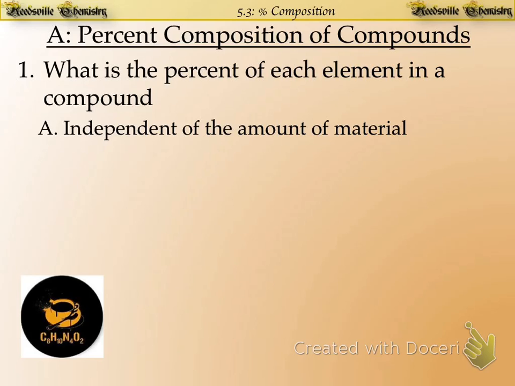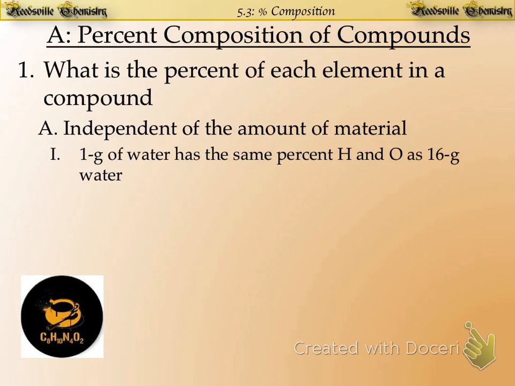And one thing we want to keep in mind is that the percent of each element in a compound is totally independent of the amount of material. So if we have 1 gram of water, it is going to have the same percent of hydrogen and oxygen as 16 grams of water would. You know, if you fill your water mug up with water and then you go look at Lake Michigan, both of those entities have essentially the same percent hydrogen and oxygen inside of them. So let's take a look at how we would calculate that now.